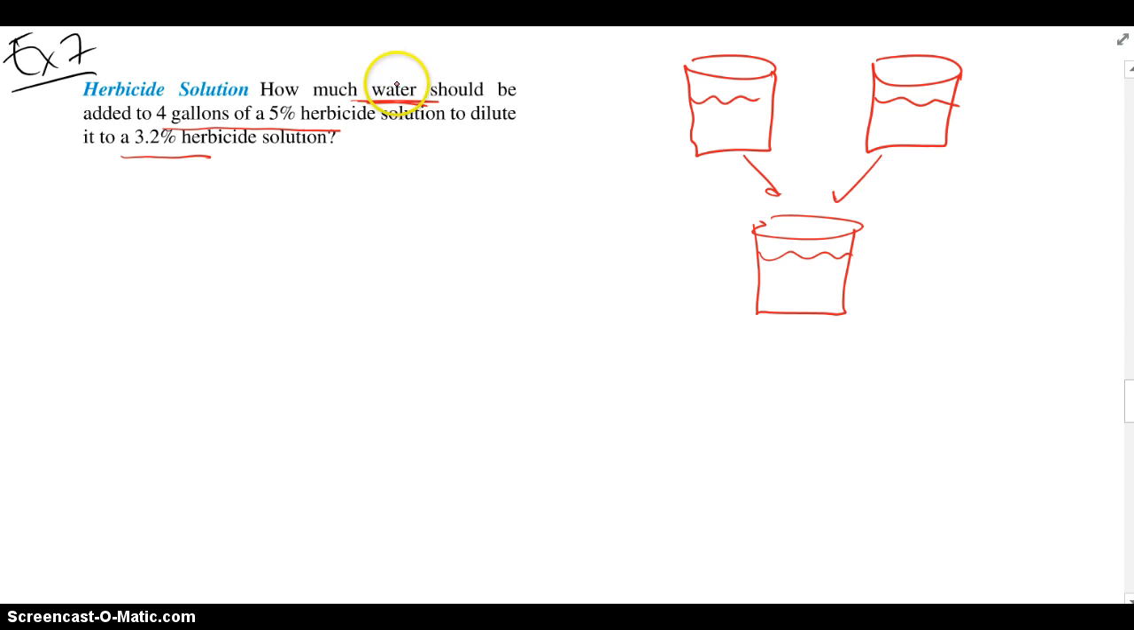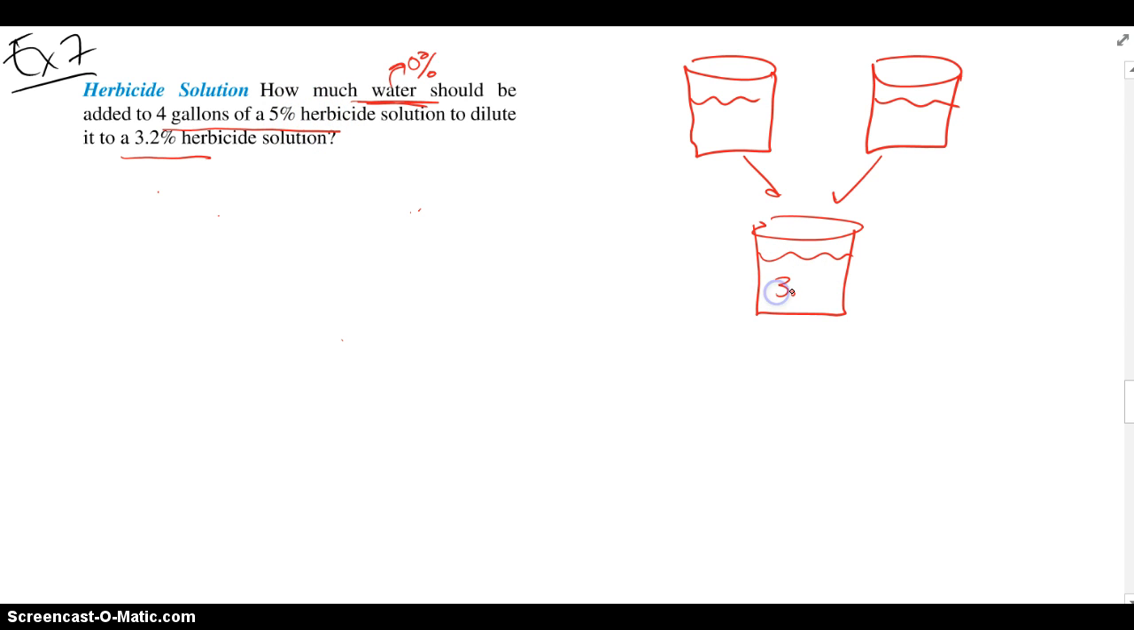The tricky thing here is that water has none of this herbicide. So how much water? We know that water really has none of this herbicide business, so we'll say it has nothing. It's pure. That way we have the 3 percentages to work with. So we want to dilute this down to 3.2%. We started with a 5%, we want to knock it down to 3.2%. That's why we add water with it, which has none of this solution. It's pure water, so it contains 0% herbicide.